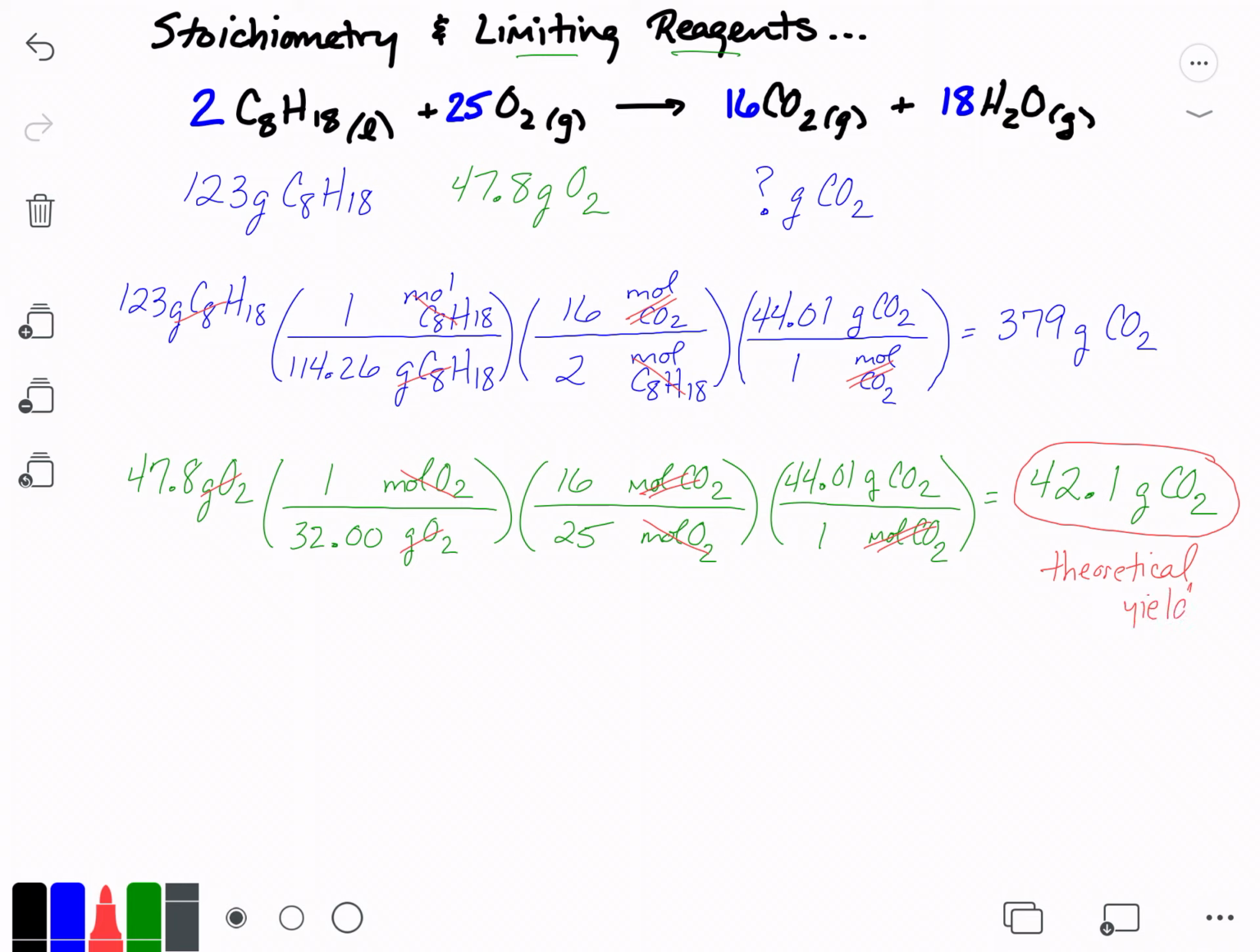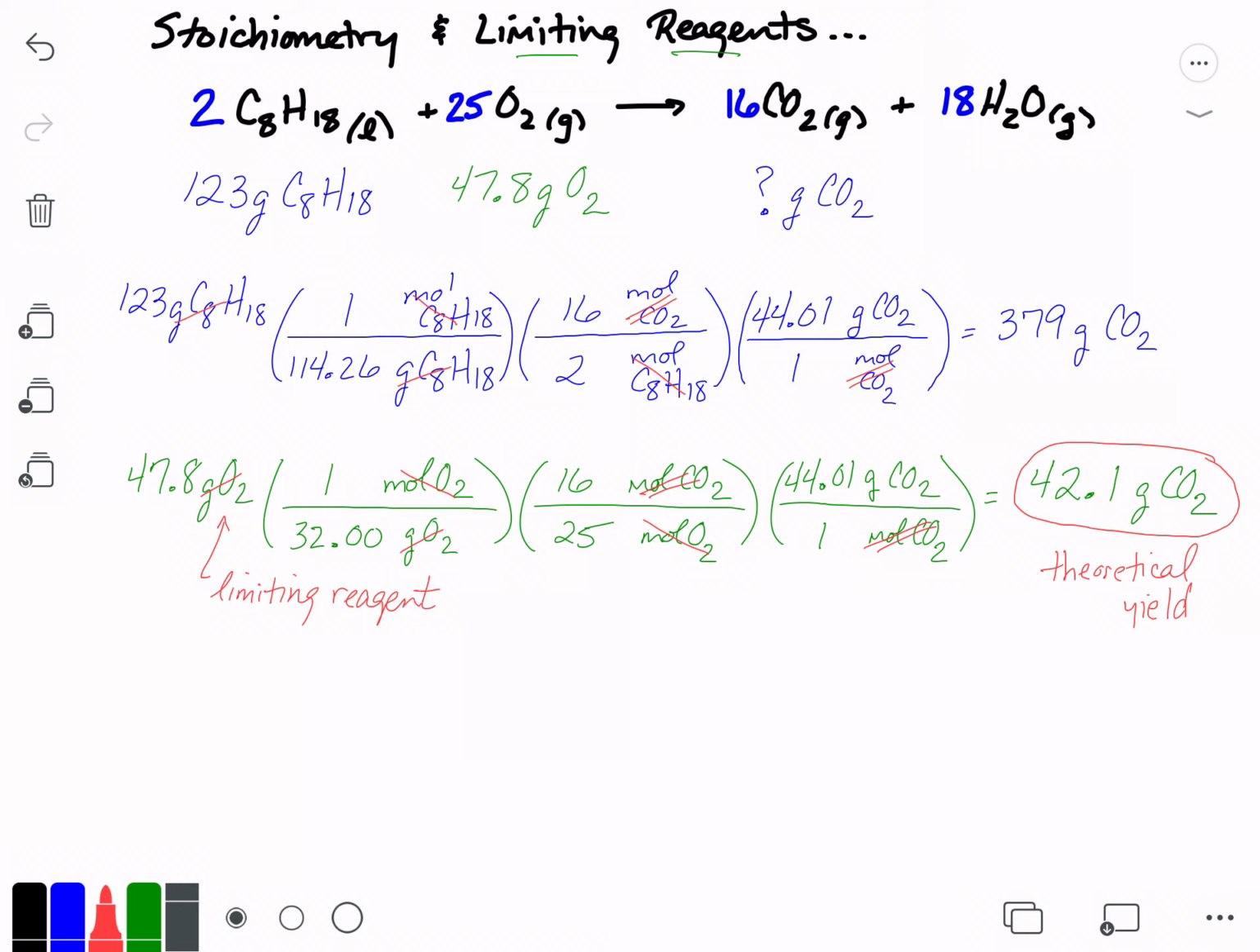That's if the reaction goes perfectly, given those 2 amounts I started with, that's the most CO2, the most product I can hope to make. And the reactant that generated that theoretical yield, in this case the oxygen, that's what I would call my limiting reactant or limiting reagent.